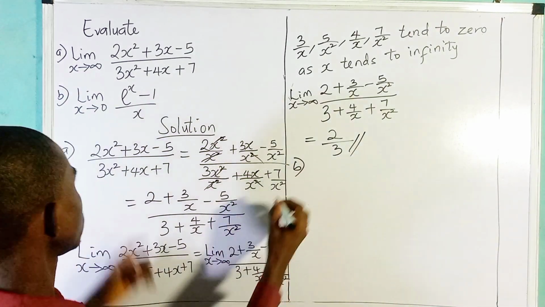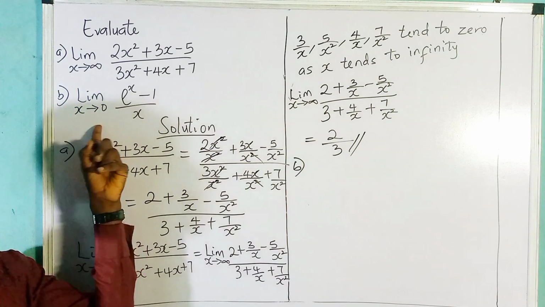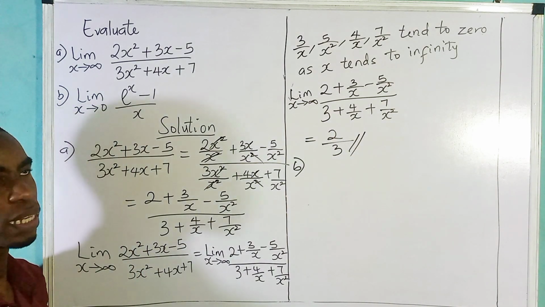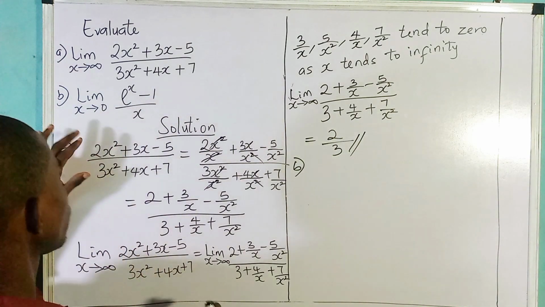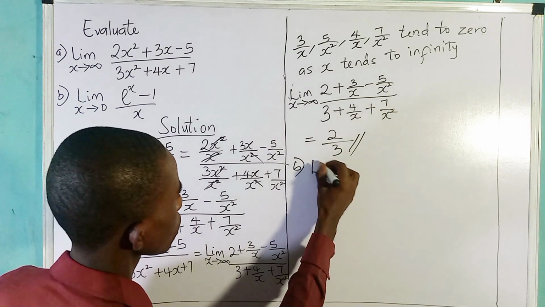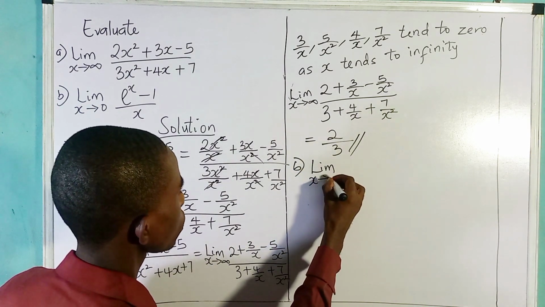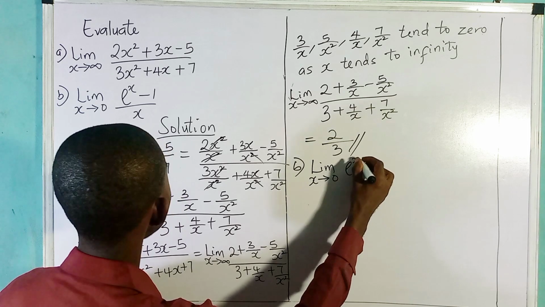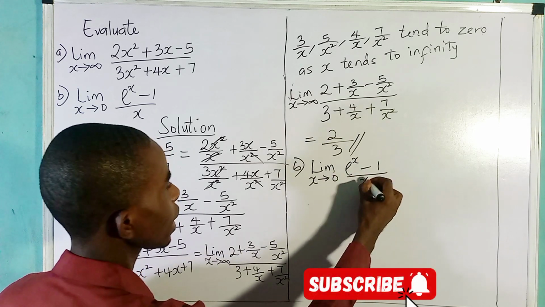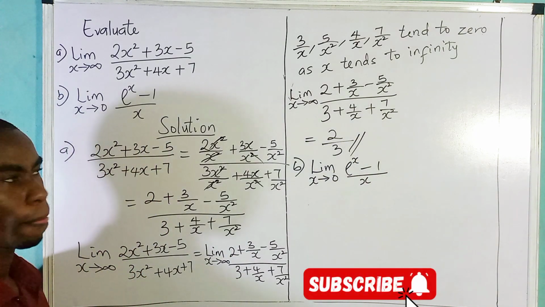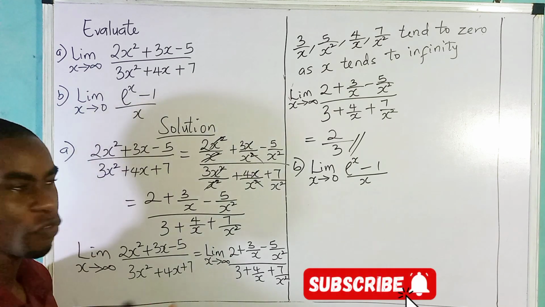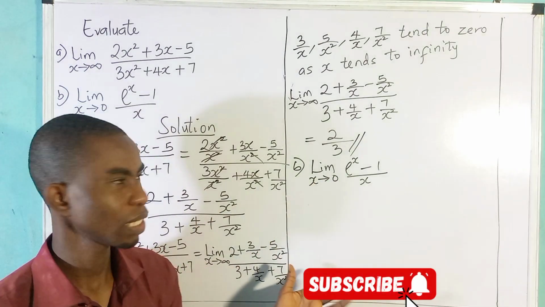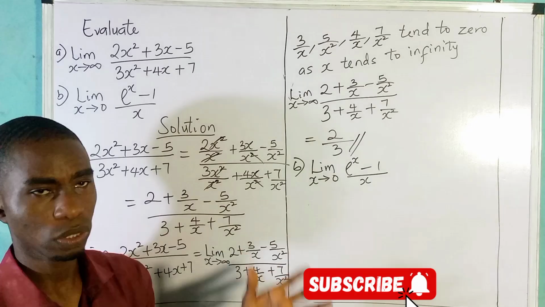The second one, which is B, says, now the reason why I brought two questions is because there are different approaches. We have the limit as x approaches 0, exponential x minus 1 divided by x. Well, we can't divide both of them by, let's say, x. It wouldn't make sense, right? I don't want to do that.